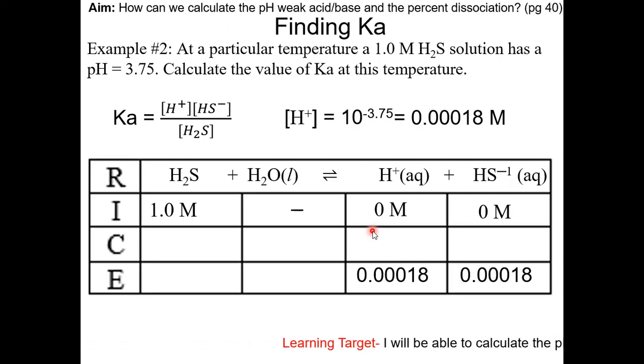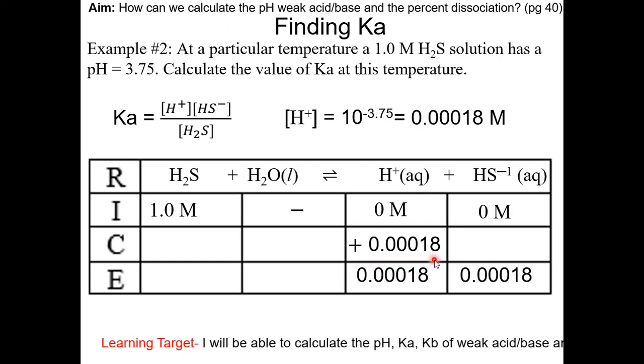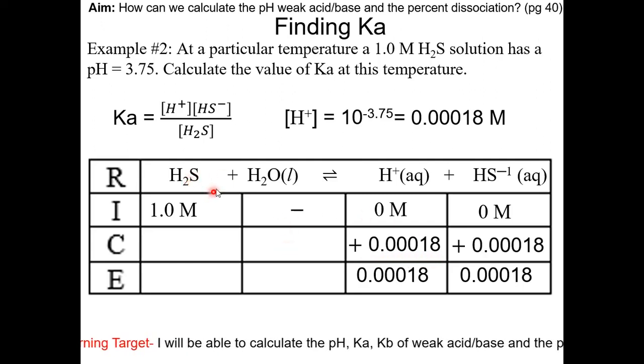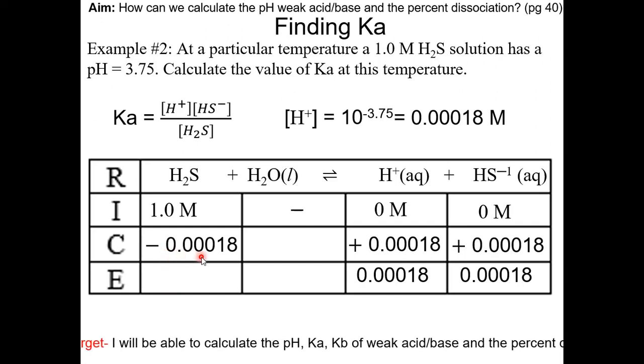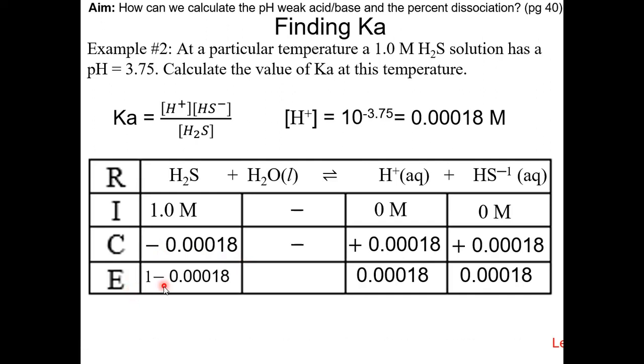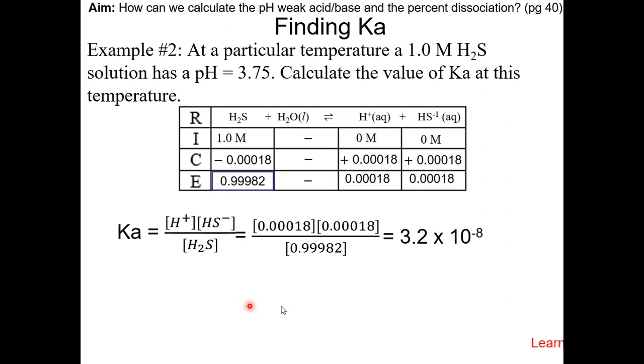Since the initial concentration of the products is 0, equilibrium shifts to the right. So the change in concentration for H plus and HS-1 is plus 0.00018. So the change in concentration for H2S must be minus 0.00018. So the equilibrium concentration of H2S will be 1 minus 0.00018, which is 0.99982. Now that we have the equilibrium concentration, we can plug it into the Ka expression, which gives us 3.2 times 10 to the minus 8, which is the answer.